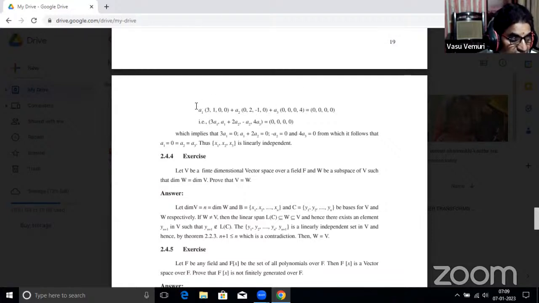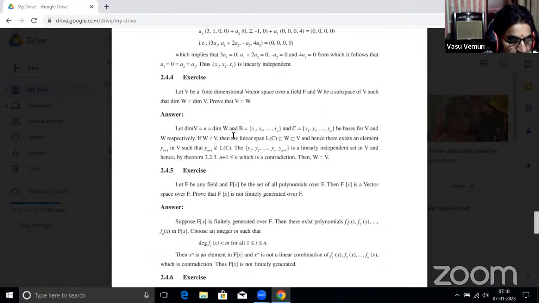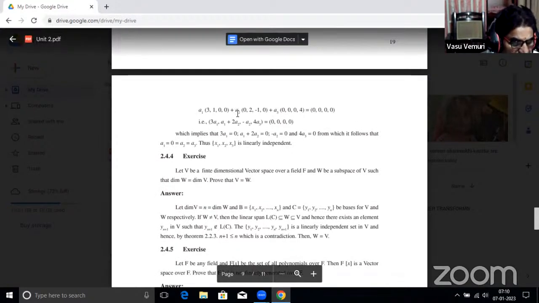So that's enough. 3a1 equals 0, so a1 equals 0. Then a1 plus 2a2 equals 0, therefore a2 is also 0, because we have already derived a1 equal to 0. Then a3 equals 0. Each and every scalar must be 0. Therefore the given set is linearly independent. That's enough.